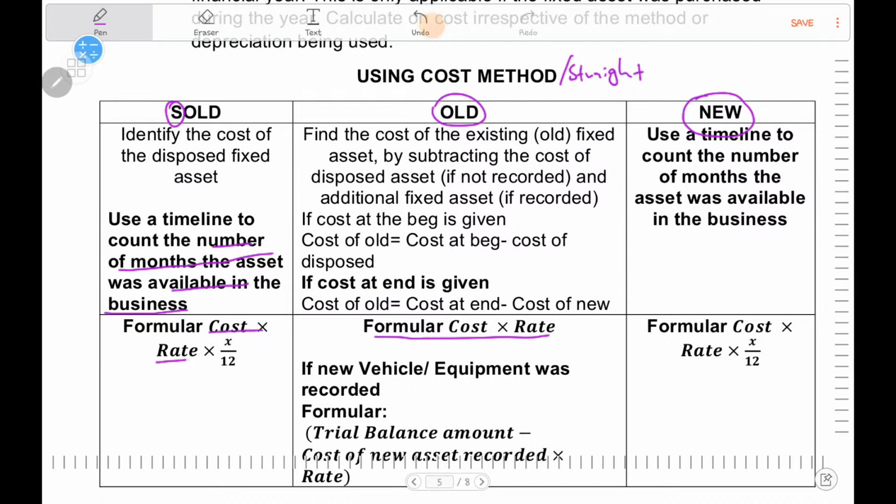Okay, so the formula, if we are using the cost method, we're going to say cost, then we're going to multiply by rate, then we're going to multiply by x over 12. The x over 12 stands for the number of months the asset was available for.